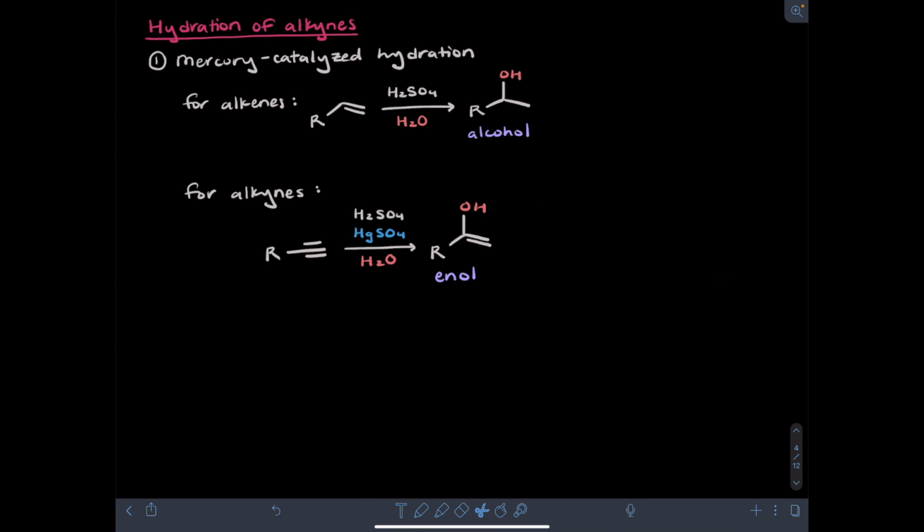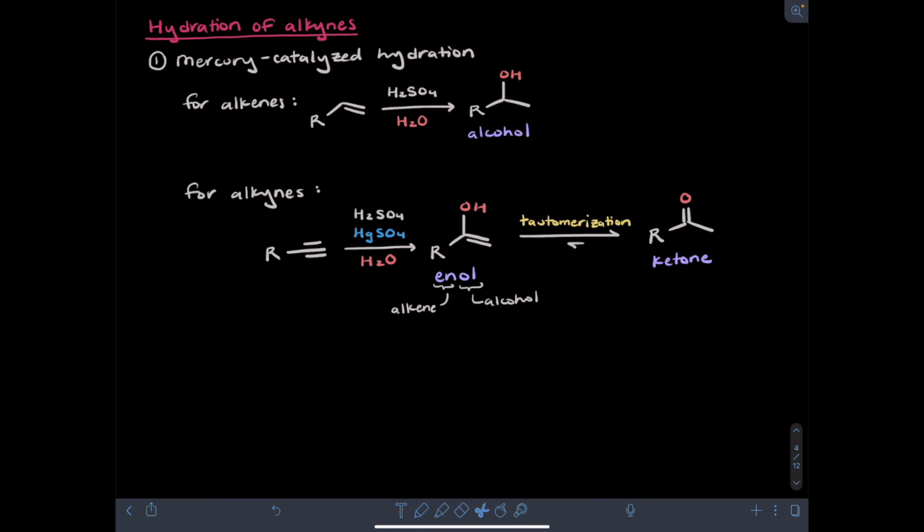For alkynes, in addition to having sulfuric acid and water around, it's also important to have a mercury sulfate catalyst present. The initial product formed has a hydrogen added to the less substituted position and an OH group added to the more substituted position of the alkyne, with an alkene still present. This intermediate is known as an enol. The "ene" part of this name refers to the fact that it contains an alkene, and the "ol" part of this name refers to the fact that it has an alcohol coming off of the alkene.